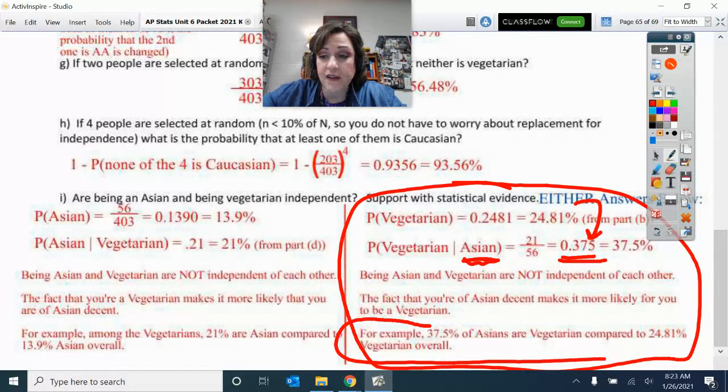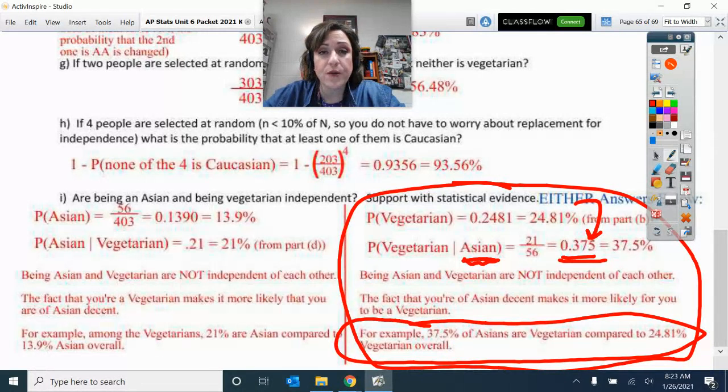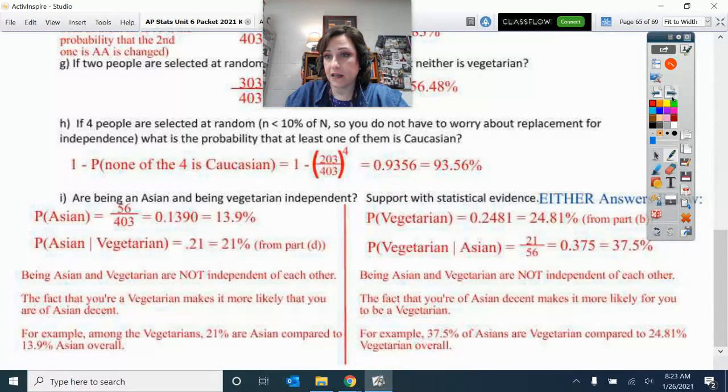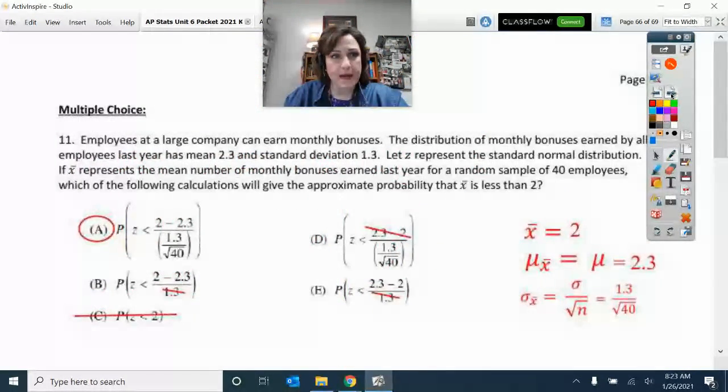So look here, and then I give specific examples. So remember that when we do this on a free response, I state that they are not independent of each other. I elaborate the fact that you are of Asian descent makes it more likely for you to be a vegetarian. And then I give specific numerical support. Okay. So I think we'll end on that one. That one's kind of a short one because then we'll start going on. Well, let's go ahead and we'll do a few of these multiple choices.